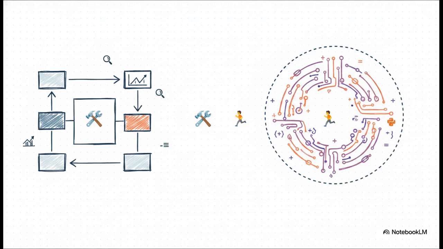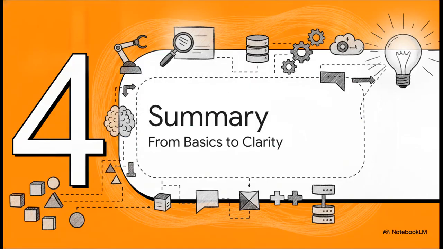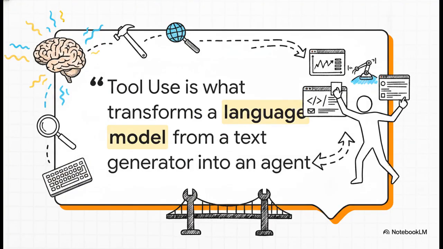How cool is that? Section 4. Summary. From basics to clarity. Let's quickly recap our journey here. To sum this all up, there is a very powerful idea to remember. Tool use is what transforms a language model from a text generator into an agent capable of sensing, reasoning, and acting in the digital or physical world.